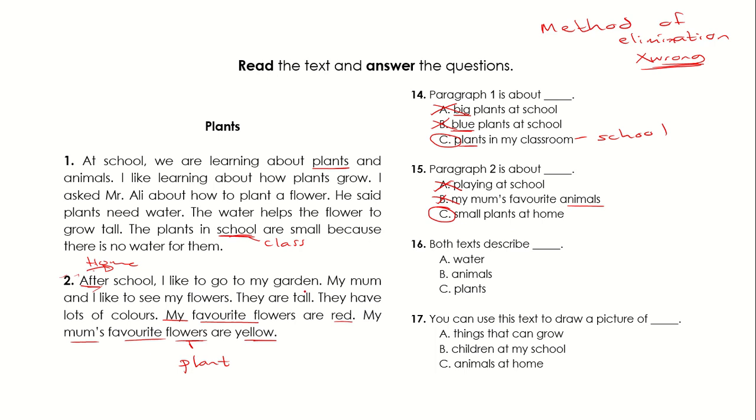I know that the word tall is mentioned here and here it says small. Okay, so even though it says tall and small and they don't match, this is the only answer that can be correct because it is about plants at home, and none of the other answers match. So the answer must be C.